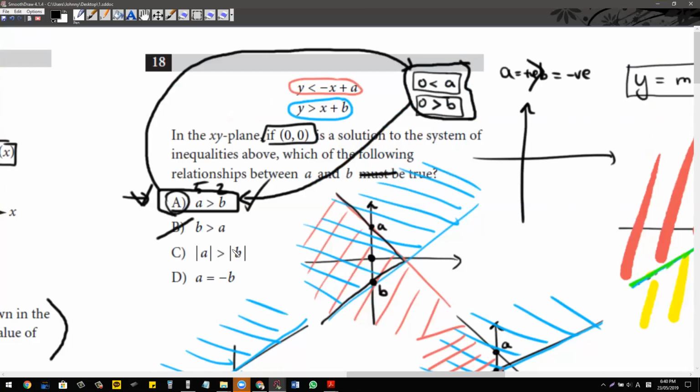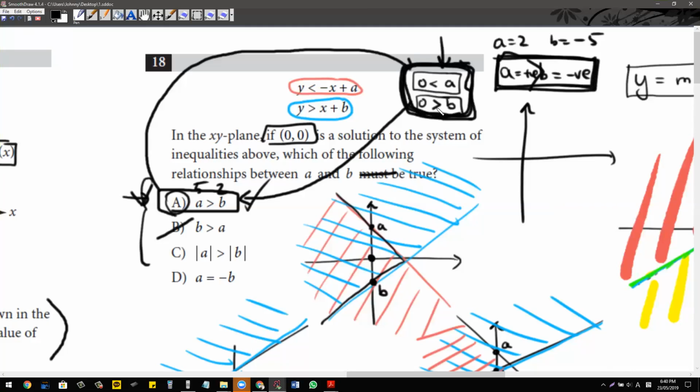And B, no, that's not true. Absolute value of A is greater than absolute value of B. Well, that may not be the case. Not true, because A could be like positive 2 and B could be like negative 5. This is the best answer, but you just have to look at which one of these satisfies this ultimate condition. If you look at this, this is 2 and negative 5.